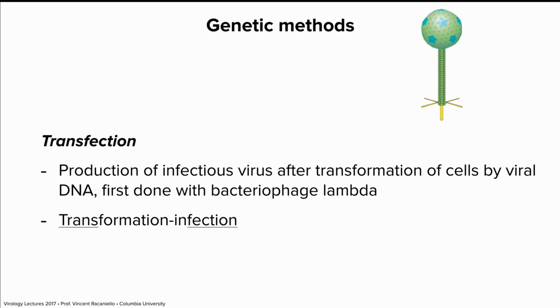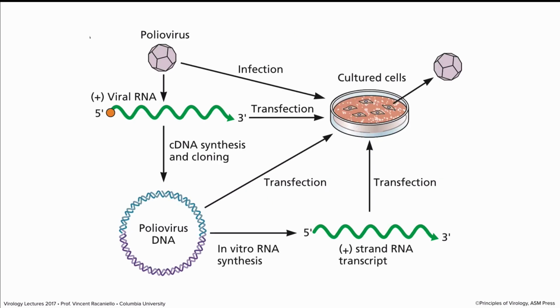So let me just tell you a couple of examples of how this works. First of all, the word transfection is the production of virus after transformation of cells by viral DNA. It was first done with a bacteriophage, and it means transformation, infection. So you transfect DNA into cells and you get virus out. Now, nowadays, people use transfection to mean just putting DNA of any kind into cells. It's not really quite correct. It was meant originally to indicate viral DNA. But the cause is lost. We have to use transfection for everything.